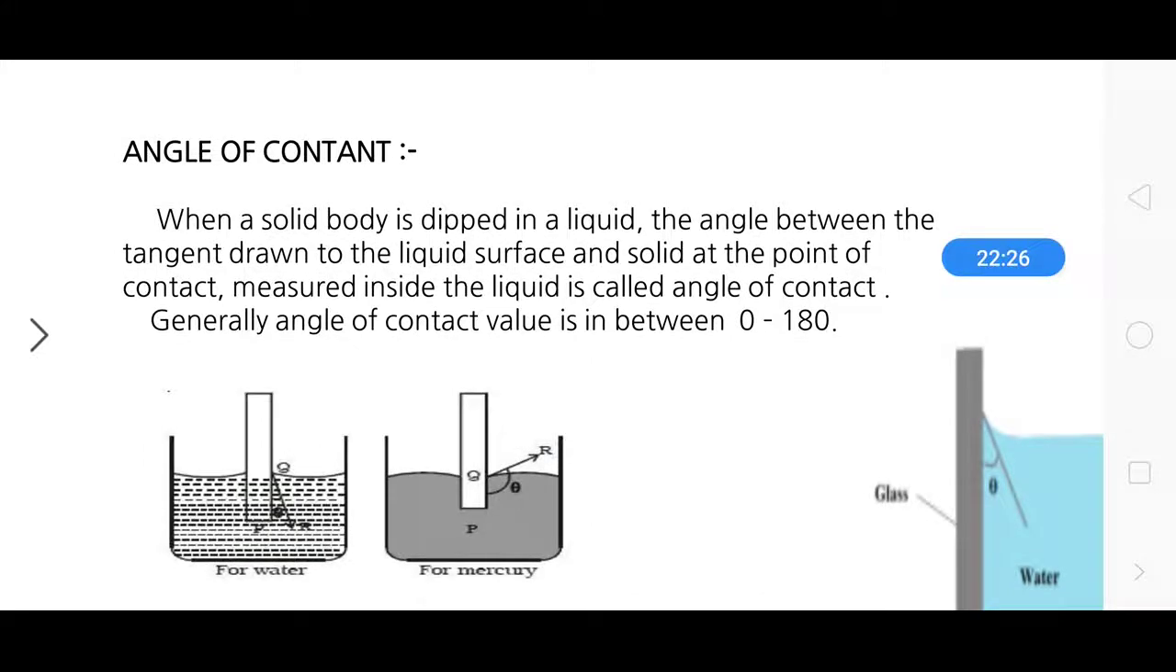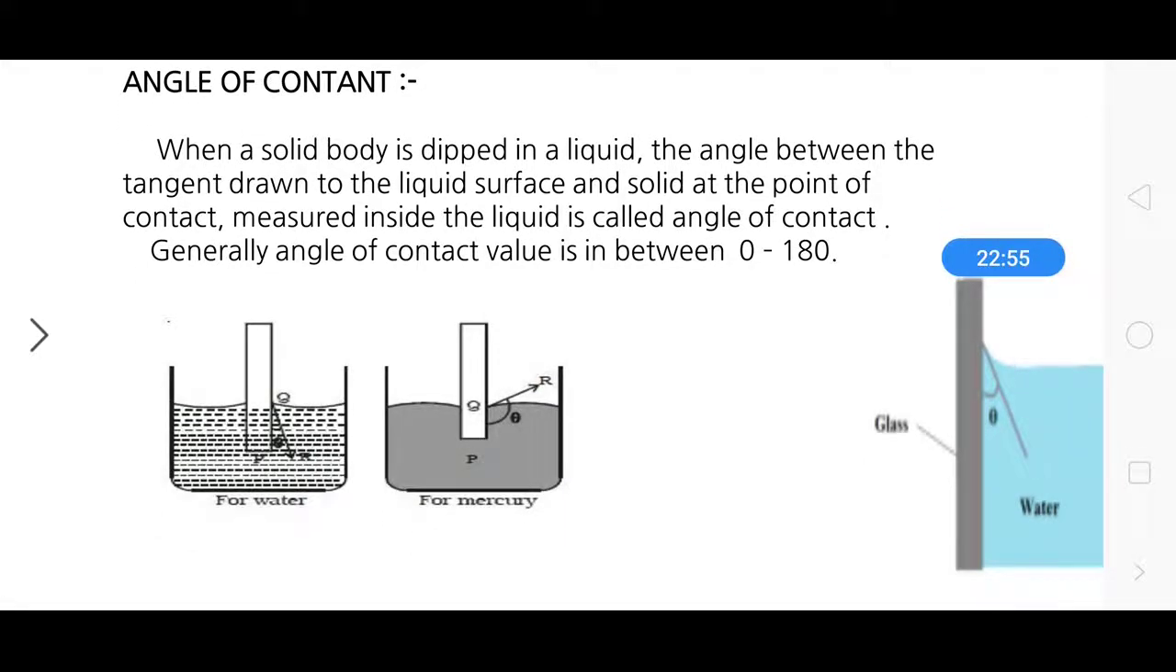And I am just inserting one capillary tube into the beaker. I am inserting one solid body. That solid body is a capillary tube, dipping inside the liquid. Then, when the solid body is dipped into the liquid, the angle between the tangent drawn to the liquid surface and the solid at the point of contact, measured inside the liquid, is called the angle of contact.